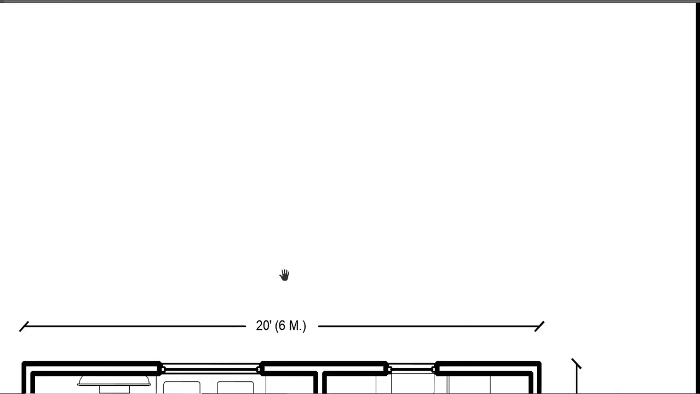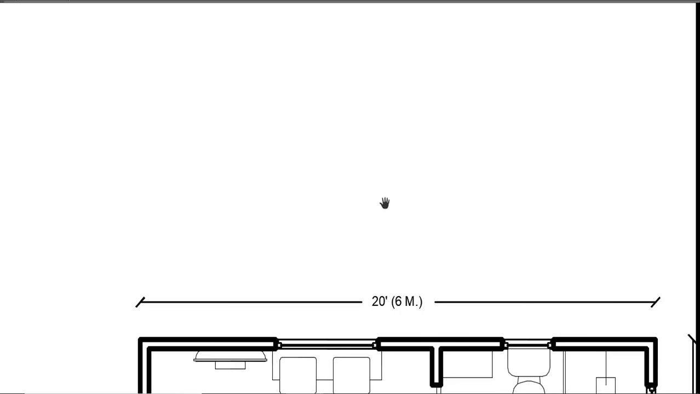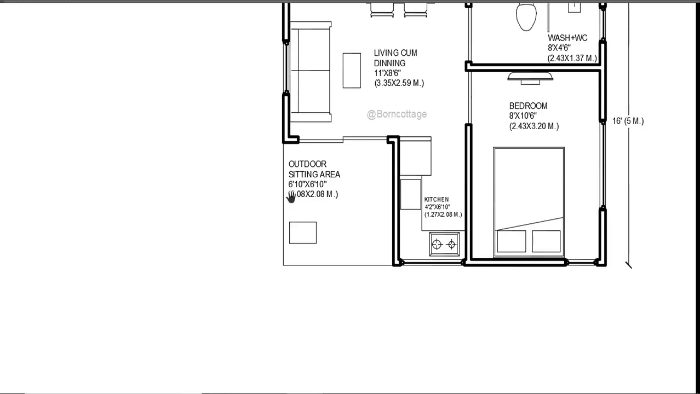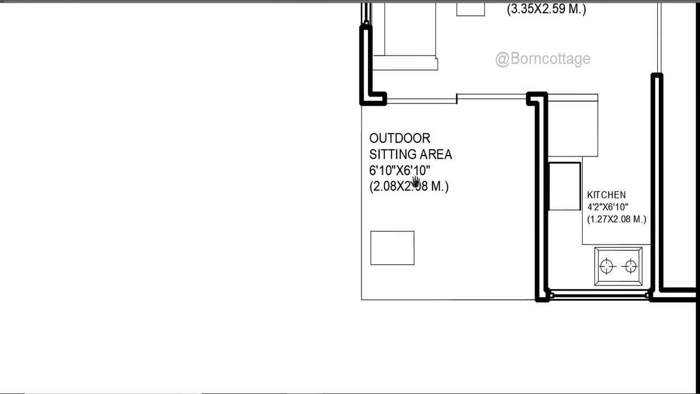The total area I've taken is width is 20 feet, in meter 6 meter, and the length is 16 feet, in meter 5 meter. In the front we have outdoor sitting area here. The size of the outdoor sitting area is 6 feet 10 inches into 6 feet 10 inches, in meter 2.08 into 2.08 meter. You can see here the planter and a sliding door for entrance.